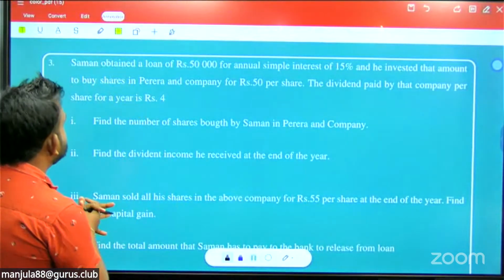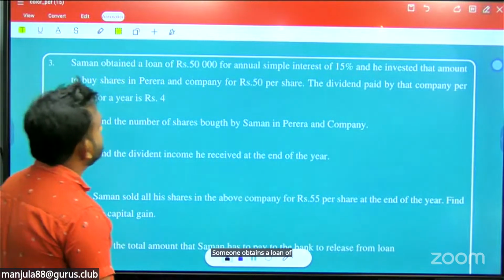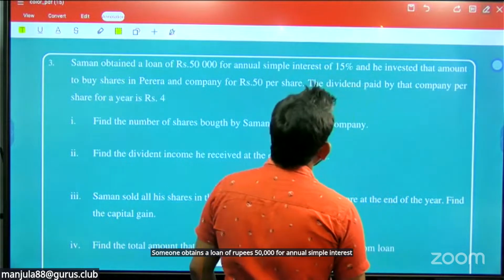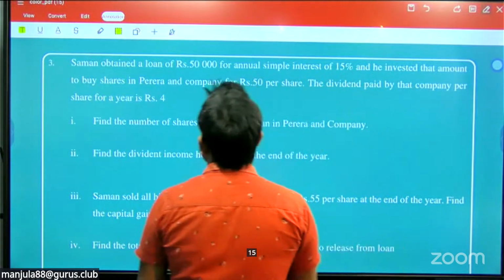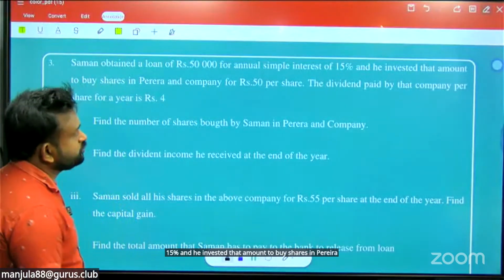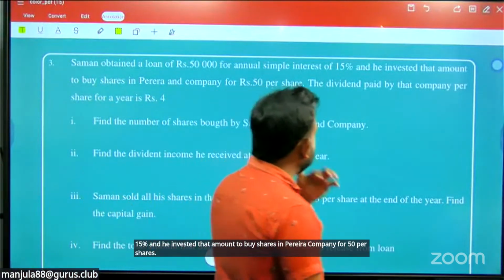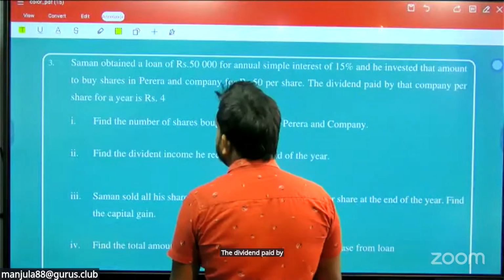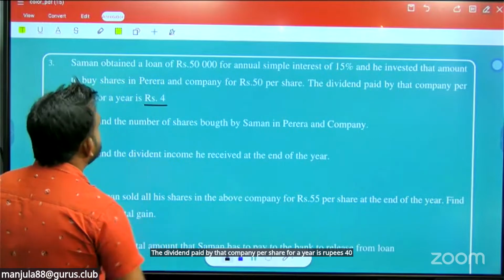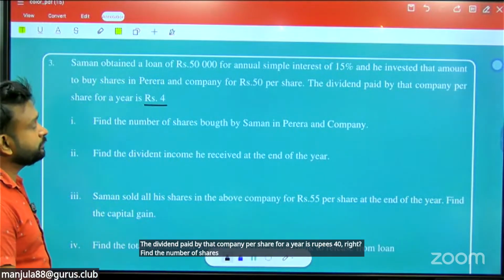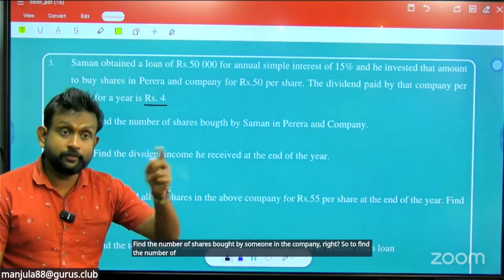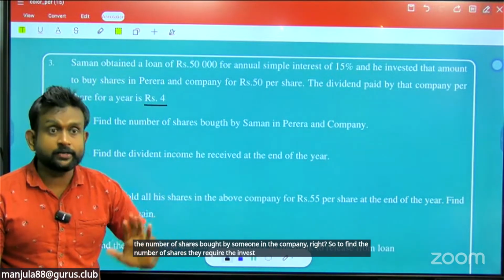Someone obtains a loan of rupees 50,000 at an annual simple interest rate of 15%, and he invested that amount to buy shares in Pereira company at 50 per share. Right, the dividend paid by that company per share for the year is rupees 4. Right, find the number of shares bought by someone in the company.